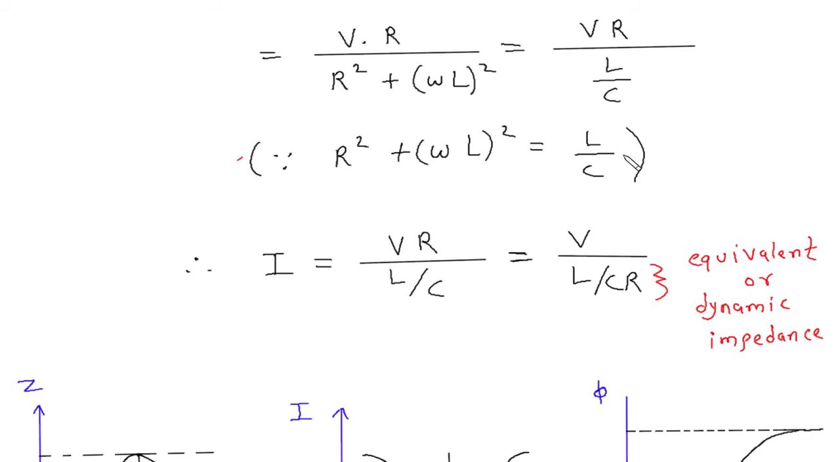Then we can take this R here like this. So I is equal to VR by L by C, and we can take this R here, so V by L by CR. This part is called equivalent or dynamic impedance because we know I is equal to V by Z. So Z is L by CR. This is the equivalent or dynamic impedance.